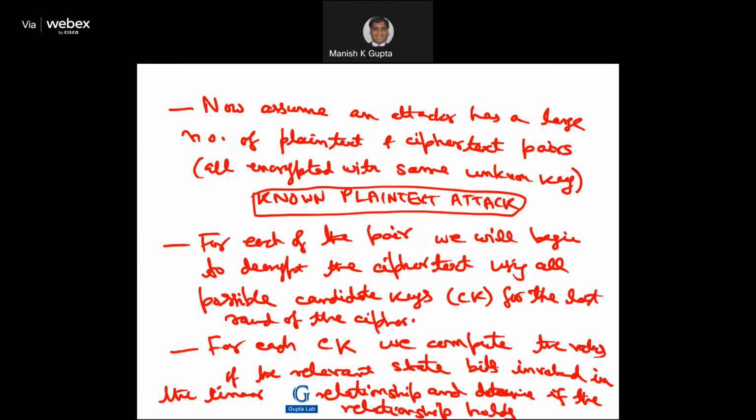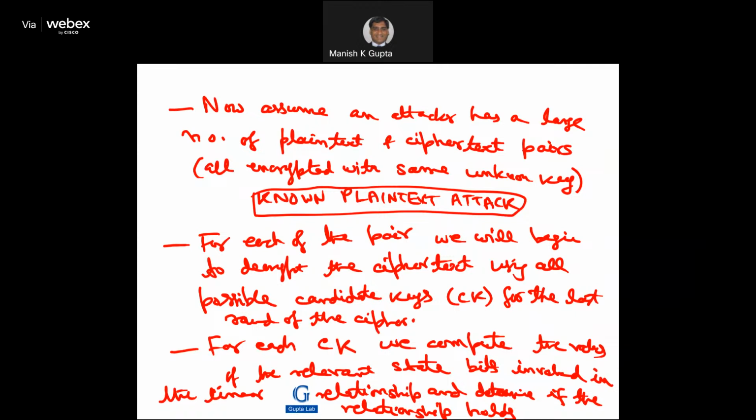So all possible candidate keys for the last round of the cipher. For each candidate key, we compute the values of the relevant state bits involved in the linear relationship. There was a linear relationship we assumed, right? So for each candidate key, we compute the values of the relevant state bits involved in the linear relationship and determine if the relationship holds. Okay? Just pay attention here.